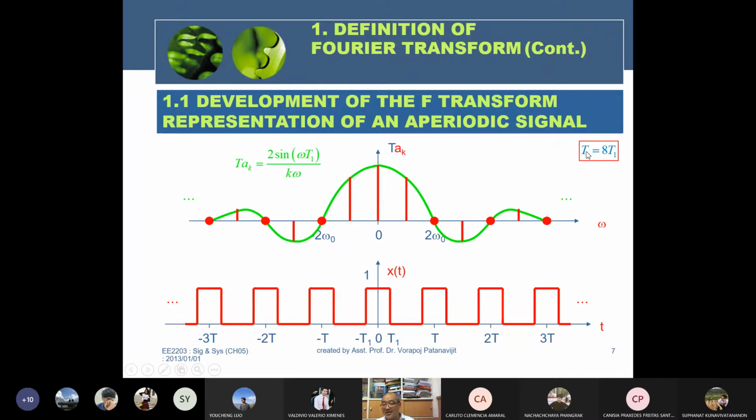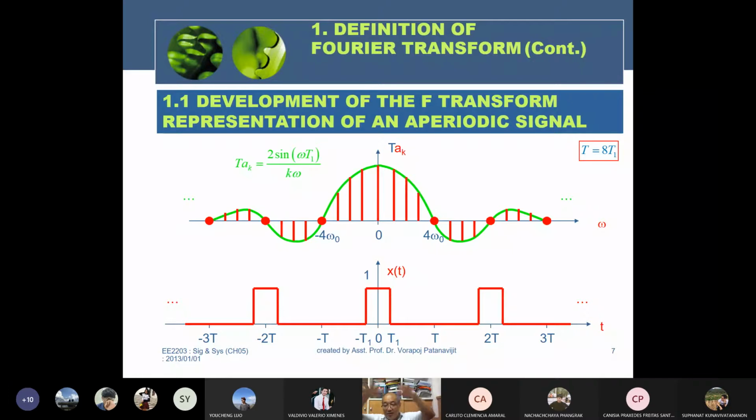In this case, if we extend it so that T equals 8 T1, what happened? You can see that the signal is time scaled. You scale by 2, you expand it by 2. Therefore, in this case, what happens to the Fourier series? The Fourier series will be denser. You see that if you extend the signal in time, the Fourier series will be denser. If we extend it more, what happens?